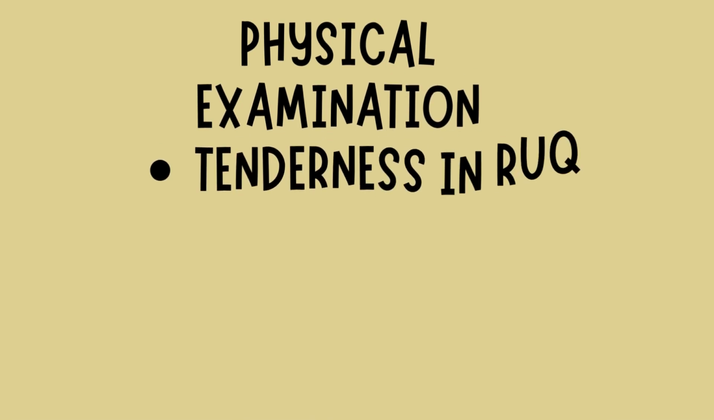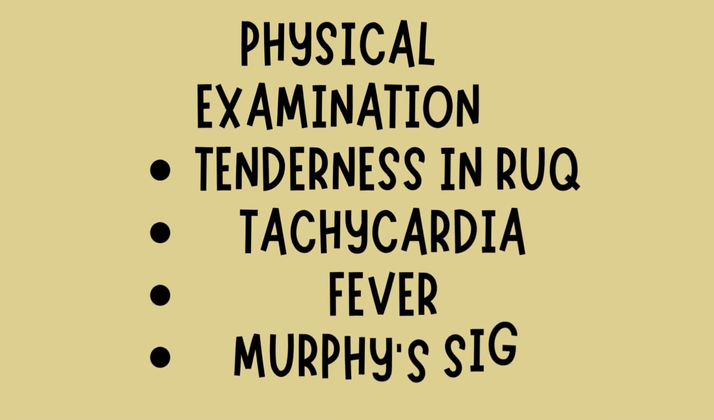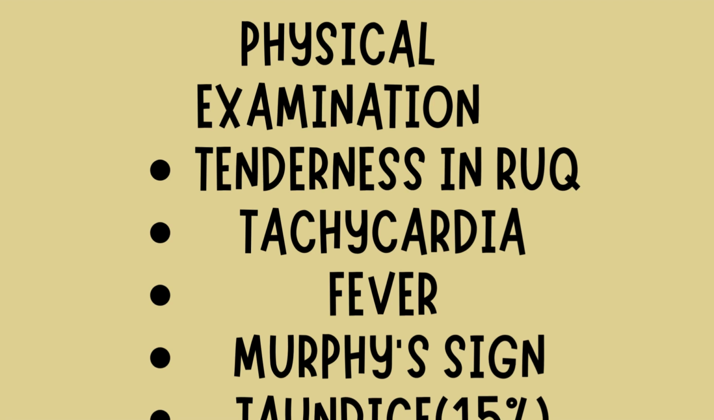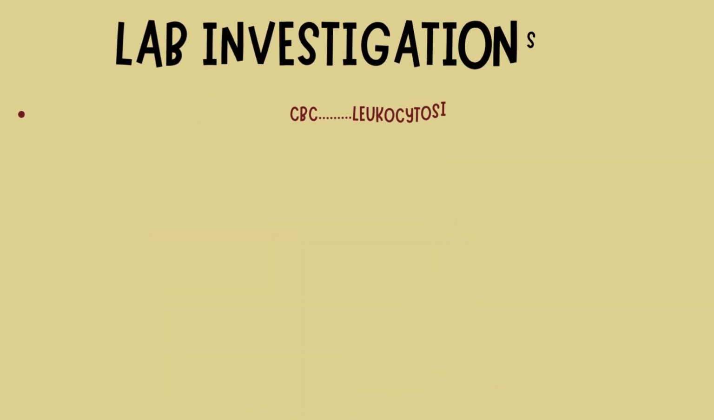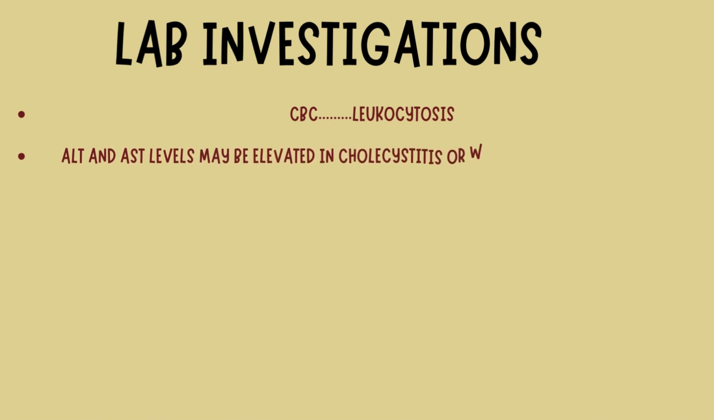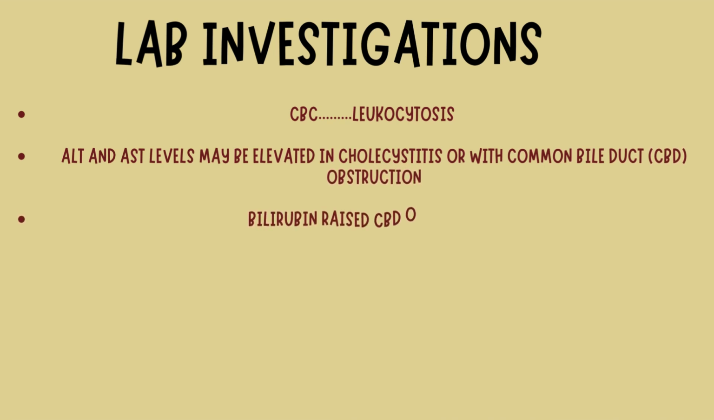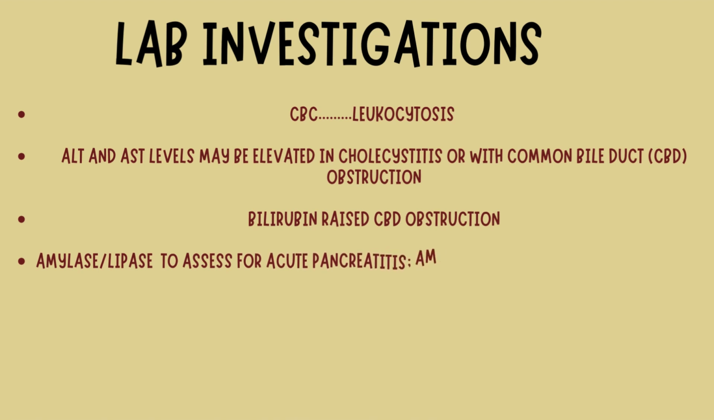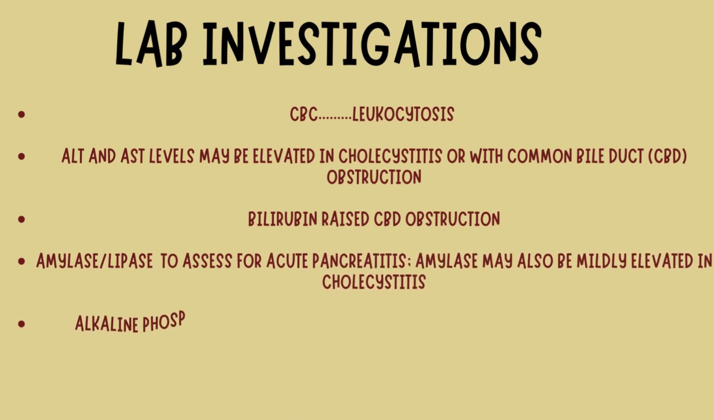Physical examination reveals fever, tachycardia, tenderness in the right upper quadrant, and a positive Murphy's sign. In a patient with suspected cholecystitis, we have to do various investigations, which include CBC, which will reveal leukocytosis. ALT and AST levels may also be elevated in cholecystitis or with common bile duct obstruction. Bilirubin will be raised in CBD obstruction.